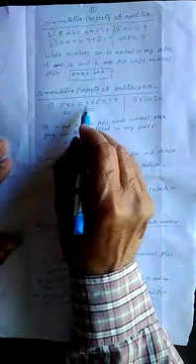Whole numbers can be added in any order. If a and b are two whole numbers, then a plus b is equal to b plus a. This is the commutative property of addition. Commutative property of multiplication: 5 into 6 is equal to 6 into 5 is equal to 30. 5 into 6 is 30, and 6 into 5 is also 30.